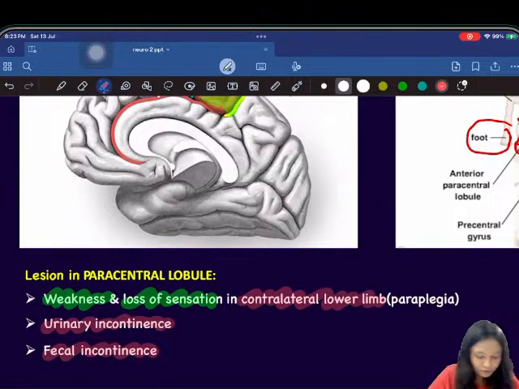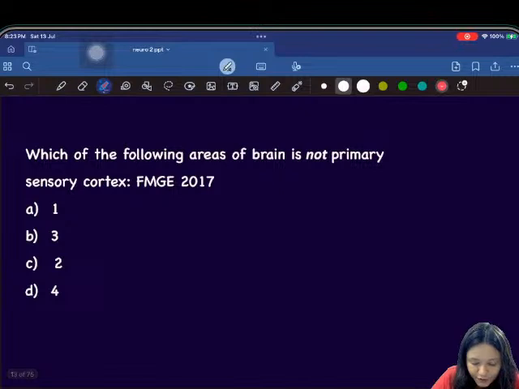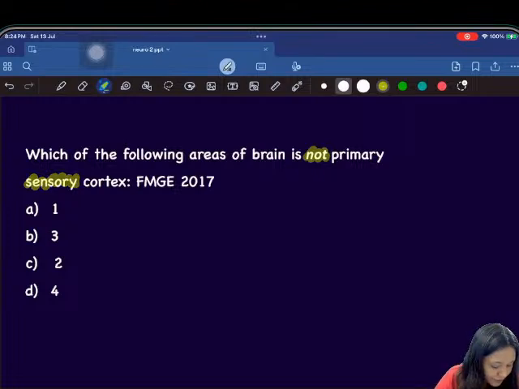Okay. Now, which of the following areas of the brain is not primary sensory cortex? Primary sensory cortex. Anybody in the chat who wants to answer this? Very easy. Which of the following areas in the brain is not the primary sensory cortex? Anybody who wants to answer this?